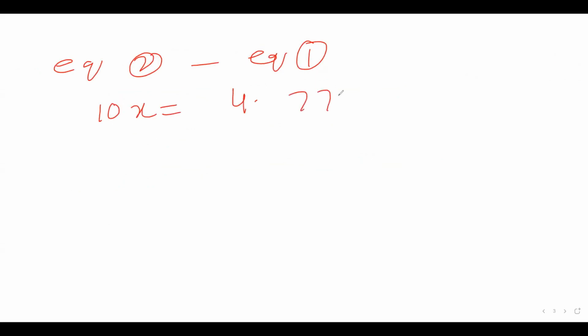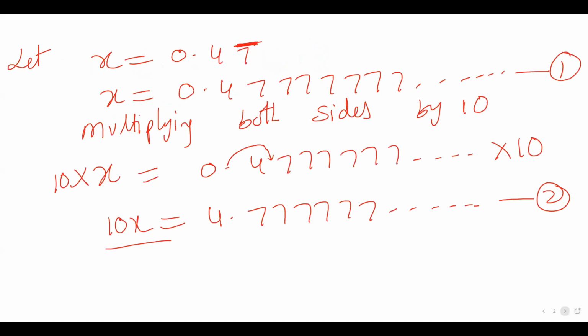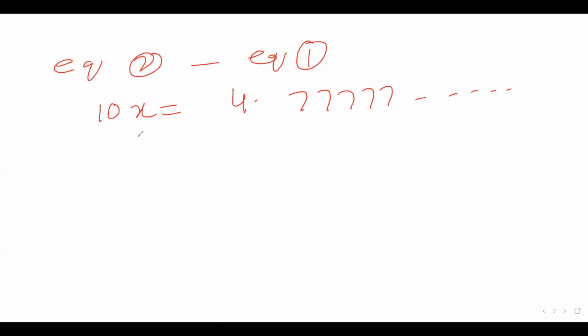Now subtract equation 2 and equation 1. Subtract both. What is equation 2? You can check. 10x is equal to 4.7777, so on. And equation 1 is x is equal to 0.4777, so on.